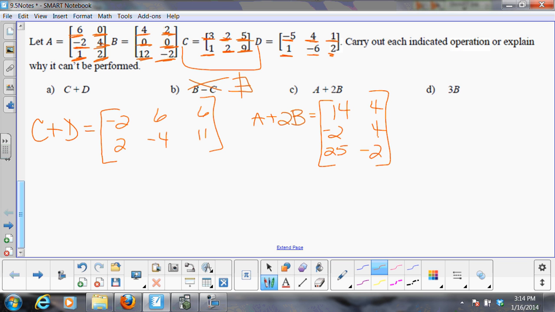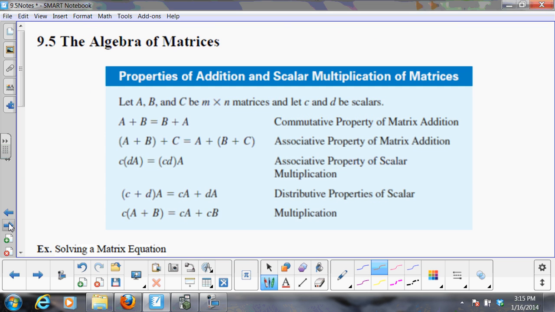And then 3B, we're just taking matrix B and multiplying everything inside of it by 3. So our new matrix becomes 12, 0, 36, 6, 0, -6. Here are the properties, and our properties, of course, don't change. Same properties we've had.